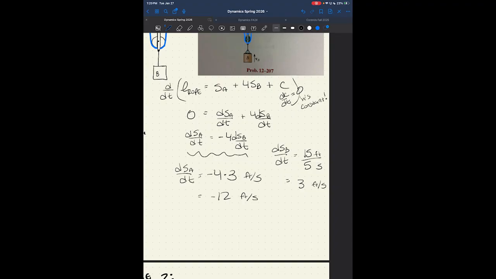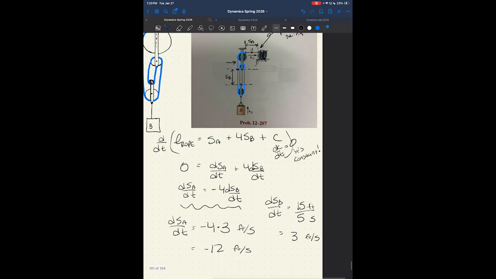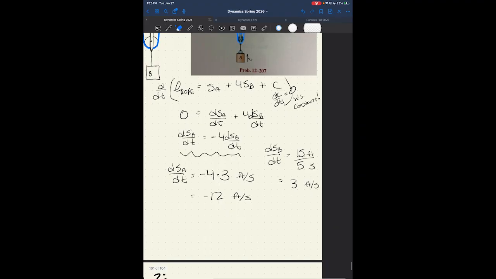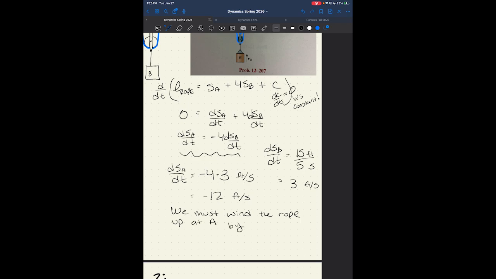Okay. Now, once again, we have a pulley system where the opposite direction is a little bit weird. So if I pull A to the right, that means there's less rope available to the rest of the system. So does B go up or go down? B goes up, but SB decreases. B goes up because SB decreases. Okay, so that means in order to hoist load B up at 15 feet in 5 seconds, we must wind the rope up at A by 12 feet per second.